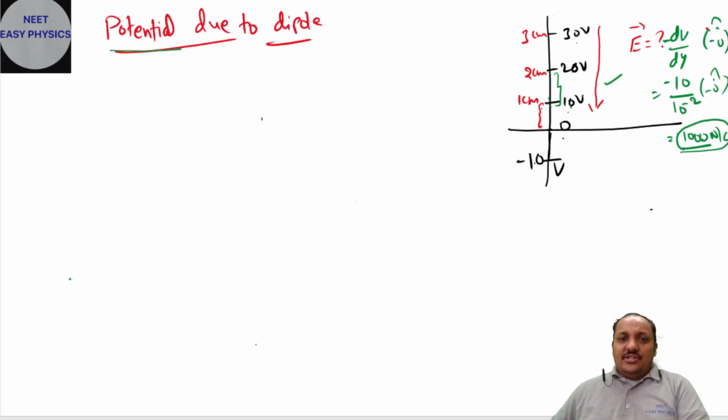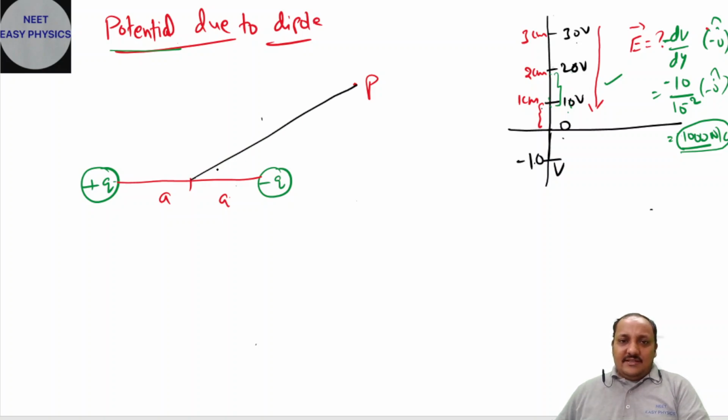Next, potential due to dipole. So what is a dipole? We said one is a positive charge, another one is a negative charge. Two equal and opposite charges separated by a very small distance is called a dipole. So at any point which is at a distance r, making an angle theta, what is the potential due to the dipole at this point? Our formula is K p cos theta by r square, they will write.